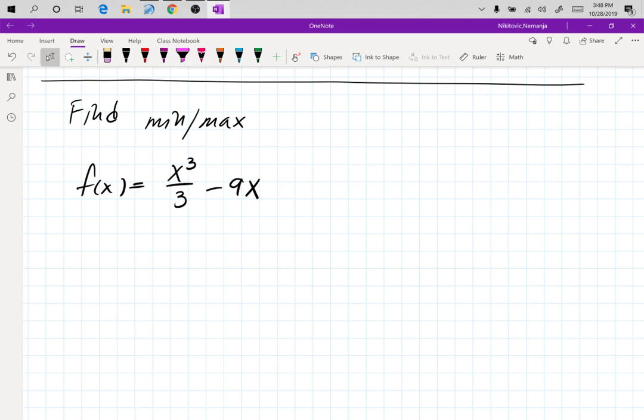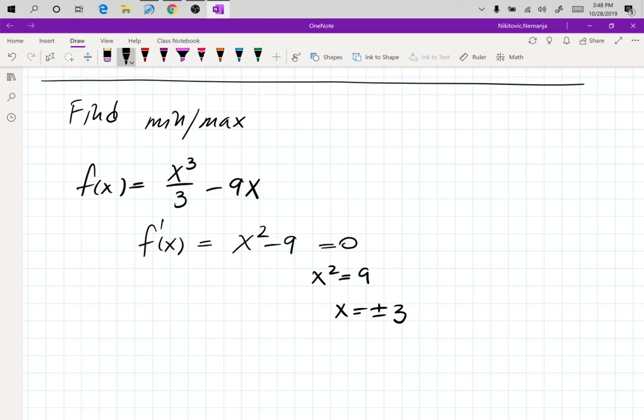Okay, let's solve this one. So the derivative is the first thing we find. That will be 1/3 times 3x squared. That cancels, so we just have x squared minus 9. When we set this equal to 0, we can solve it as x squared equals 9, x equals plus minus 3. We have two values to worry about. And since we have two values to worry about, we have to calculate y values for each one of them.